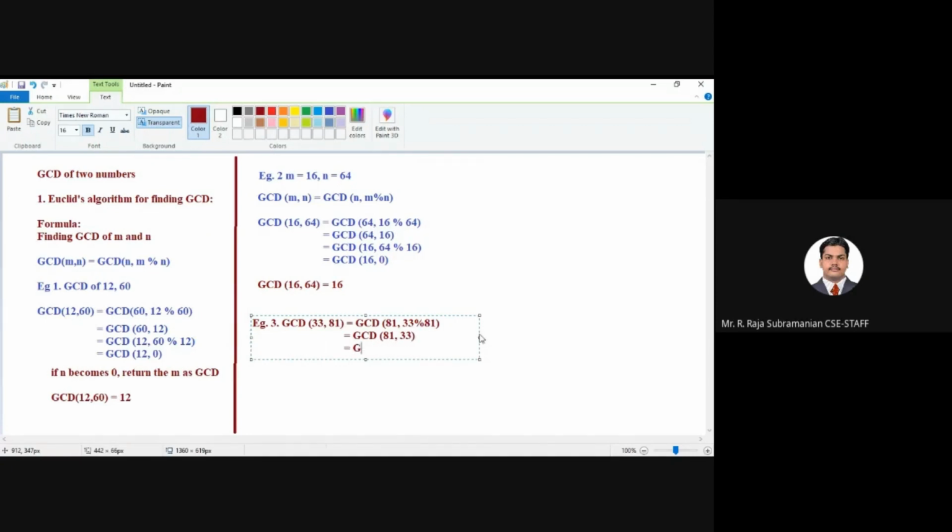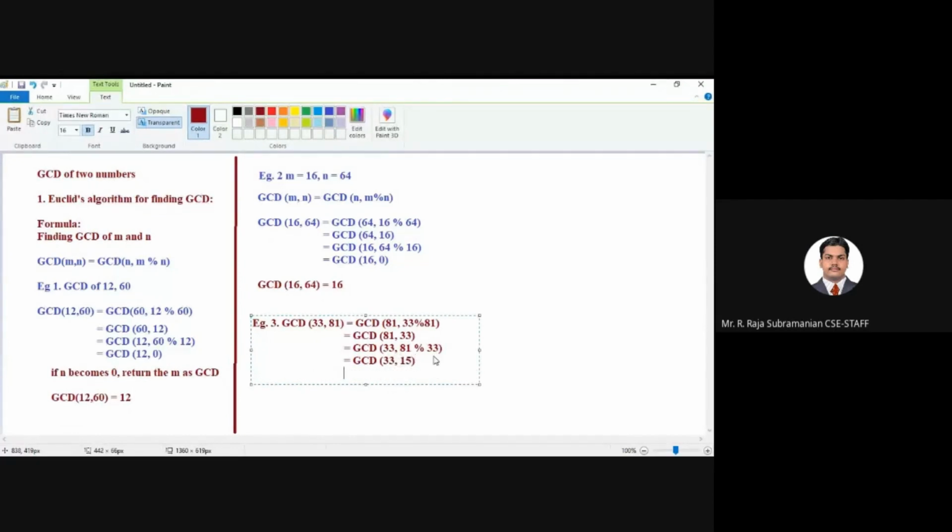Next, GCD of 33 comma 81 mod 33. Now how many times is 33 in 81? 33 ones are 33, 33 twos are 66, 33 threes are 99, so I cannot go for 3. 33 into 2 is 66. 81 minus 66 is 15. So the remainder is 15. So 33 comma 15.